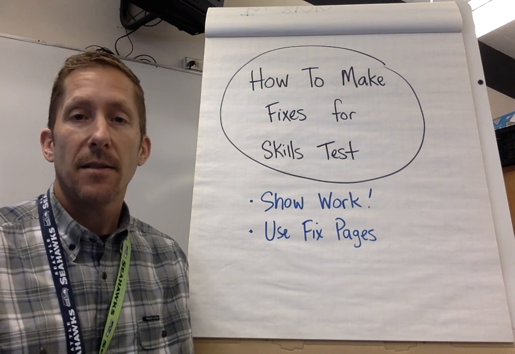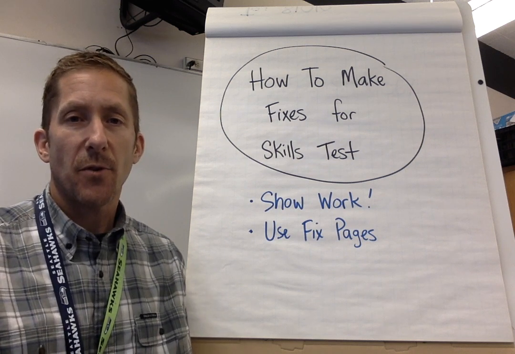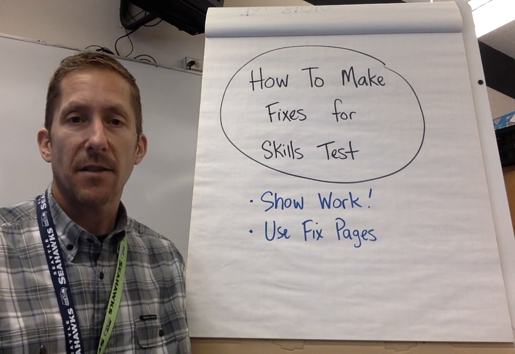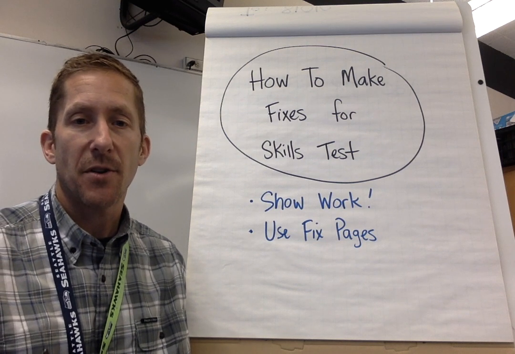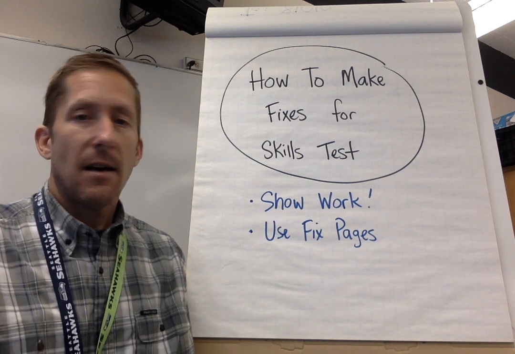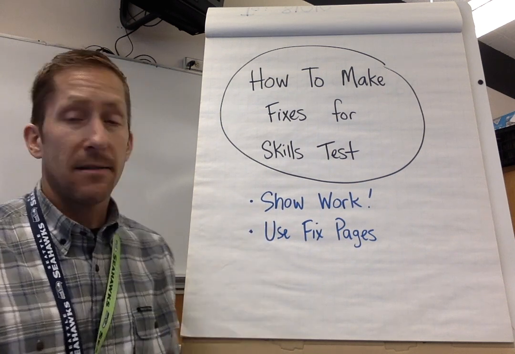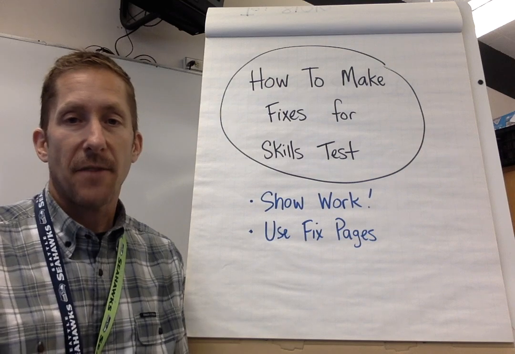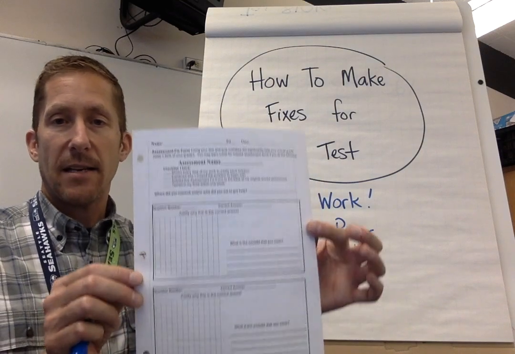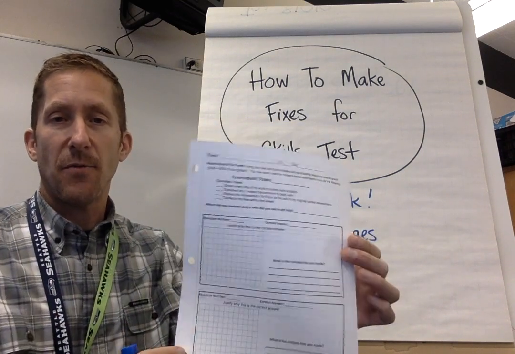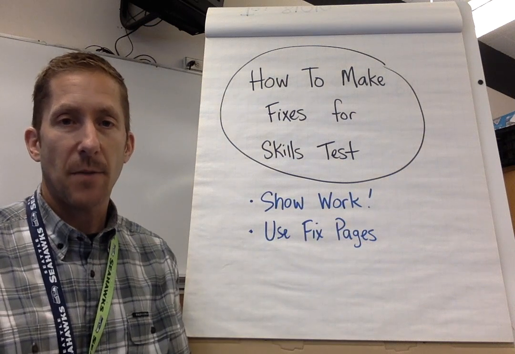Hi kids, this is a video that's going to walk you through how you make fixes to the skills test, which you're going to get returned to you today in class. The first thing is you've got to show your work, and the next thing is you have to do this on a fixed page. Fixed page looks like this. You can fix up to 5 problems per fixed page.